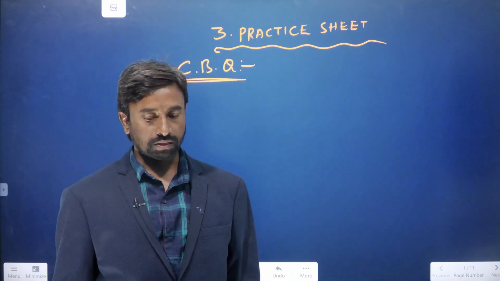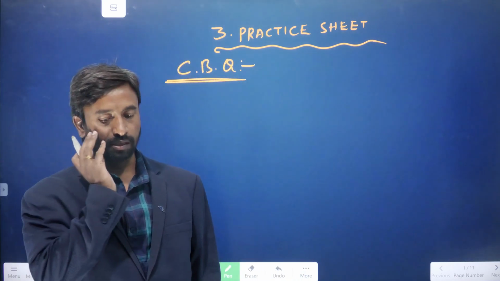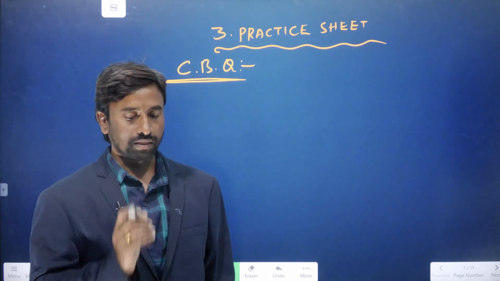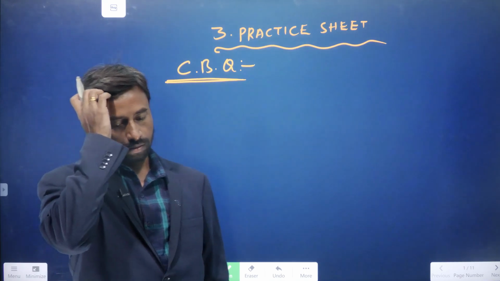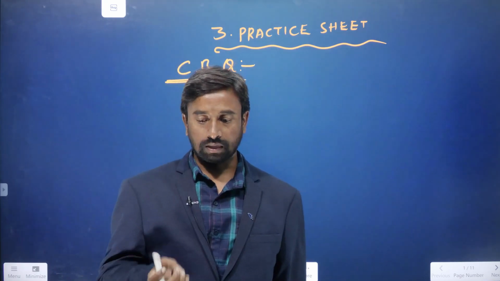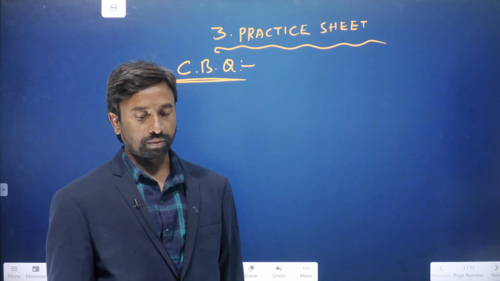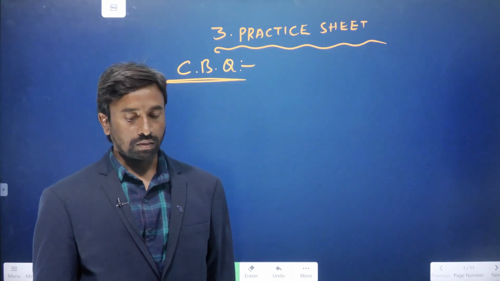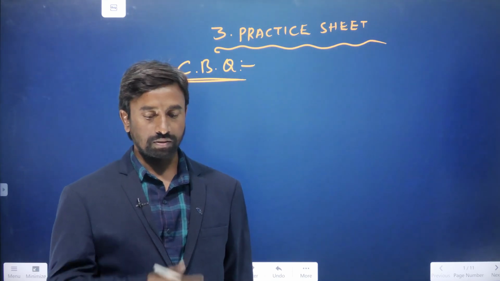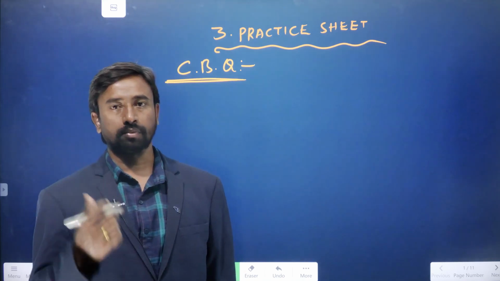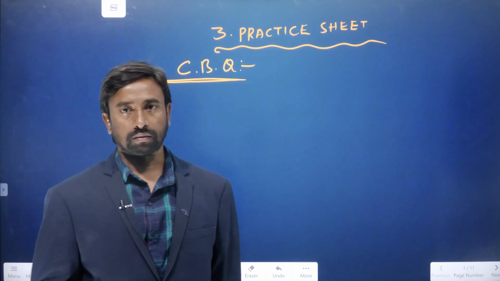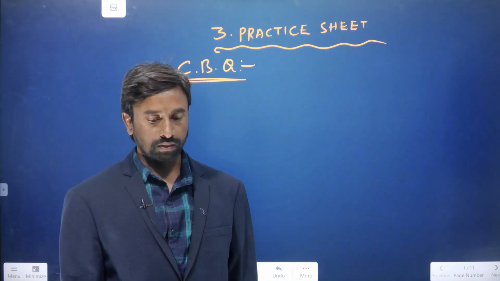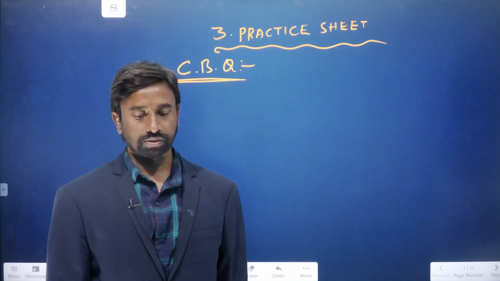The following pairs of physical quantities are analogous to one another in translatory motion and rotatory motion. That means the physical quantities in translatory motion and their counterparts in rotatory motion that play the same role. So the quantities they are asking about here are mass and moment of inertia.